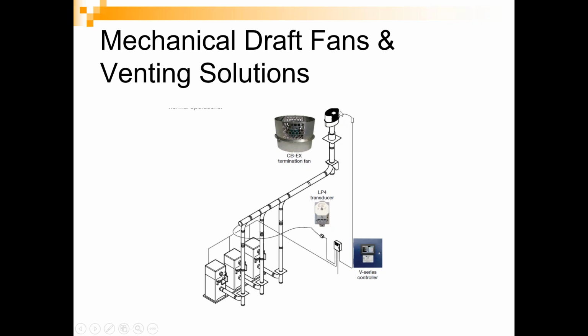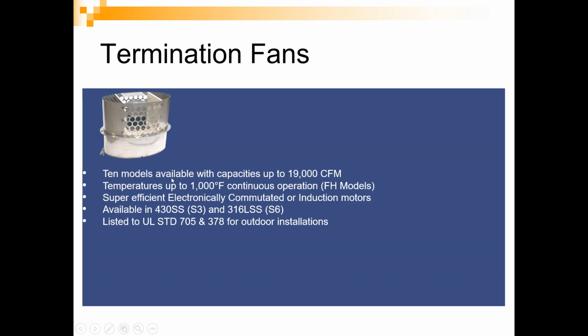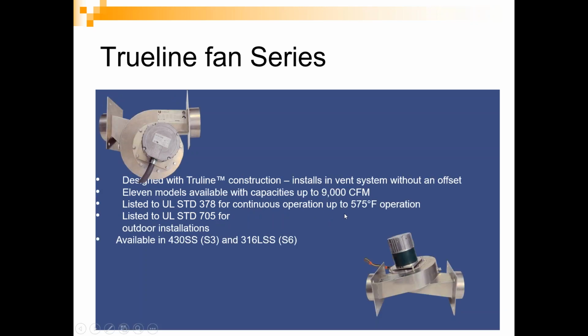This one shown here is a termination type fan assembly. We have 10 models available on these, up to 19,000 CFM. Temperatures can go up to 1,000 degrees with continuous run. Super efficient electronically commutated motors or induction motors are used on these fans as well. And they're available in 430 stainless steel or 316L, depending on the application.